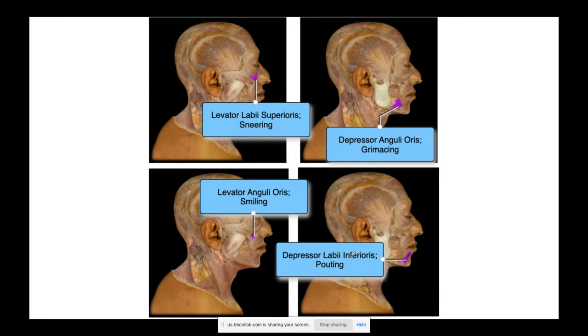Labii means lip, and that's inferioris because it's inferior. This one, the levator anguli oris, levator, to elevate the angle of the mouth. Elevator or levator anguli oris, to smile, to lift that up. Levator labii superioris. Depressor anguli oris, that one's for grimacing. Depressor anguli oris.